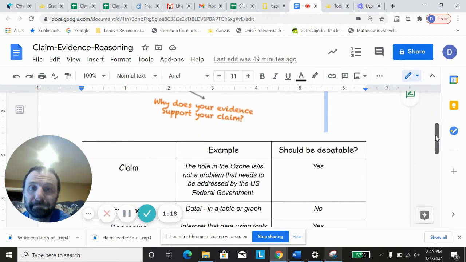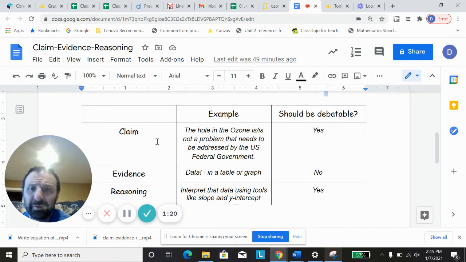evidence. So, for example, if we're going to make a claim that either the ozone is or is not a problem that needs to be addressed by the U.S. federal government, that's something that's debatable. Some people are going to say yes, and some people are going to say no, and that should be a fair debate. The evidence, however, should not be debatable. The evidence should be factual, and typically that comes from data, often in a table or a graph. The reasoning, in other words, how people look at that data, that can be debatable.